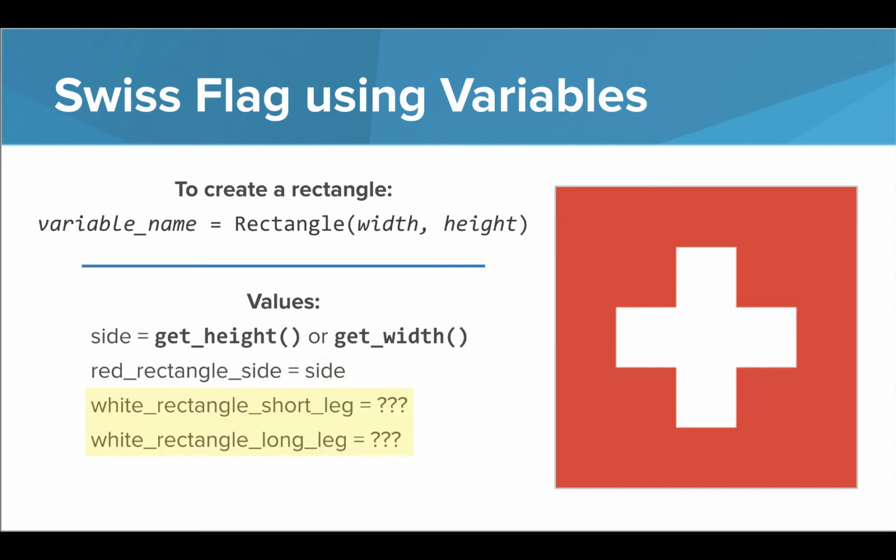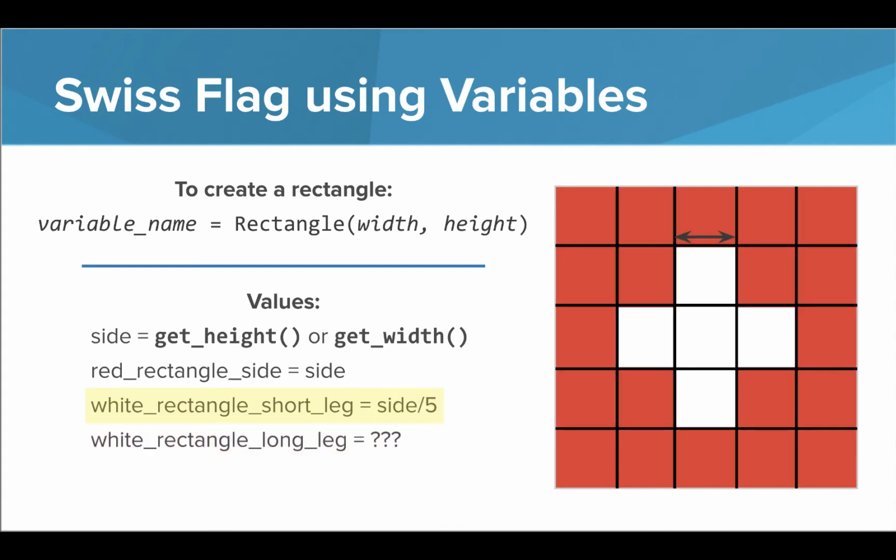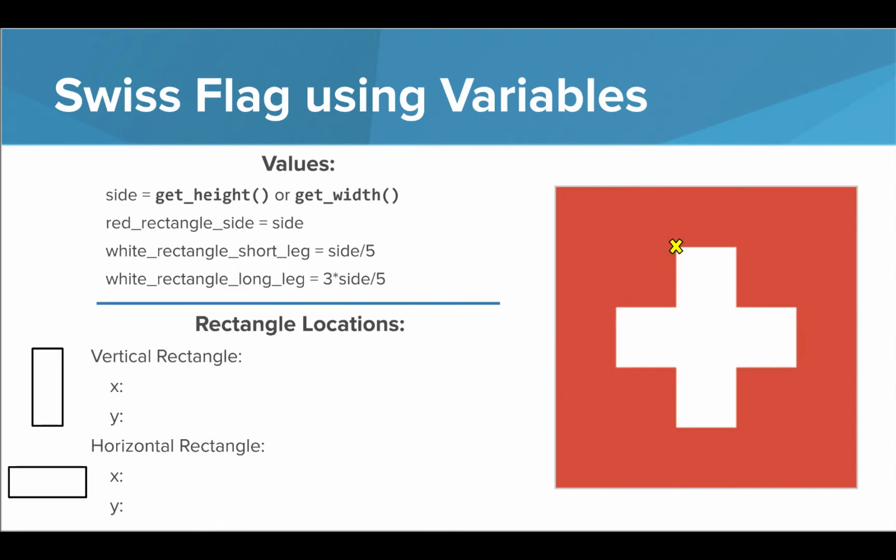To find the sizing of the white rectangles, let's break the flag into pieces. We can see that the short leg of the white rectangle is 1/5 the full side of the flag, so we can set this value to side divided by 5. The long leg of the rectangle takes up 3/5 the full side of the flag, so we can set this value equal to 3 times side divided by 5. Now that we've determined the size of each shape, we'll need to determine the location of each rectangle.